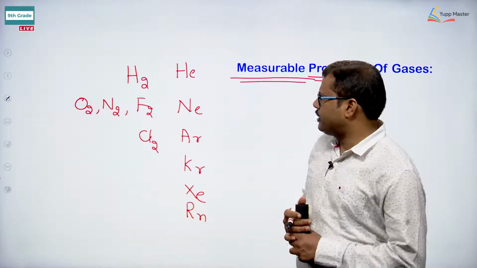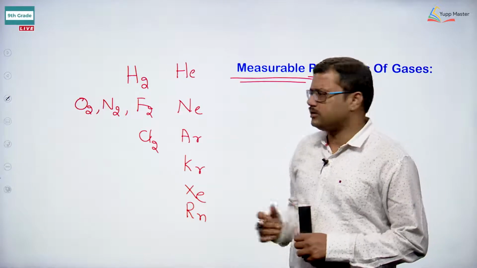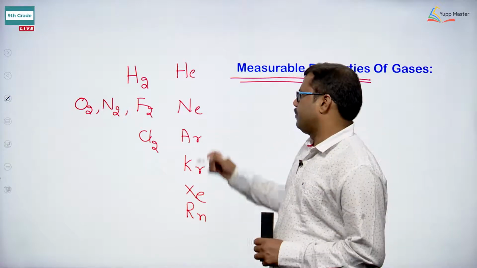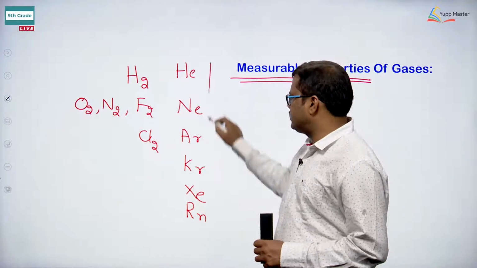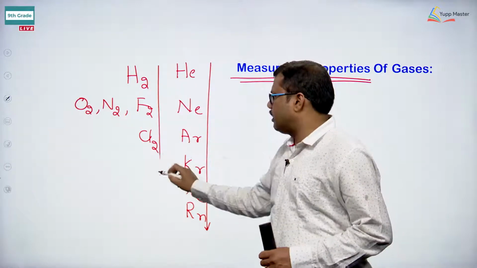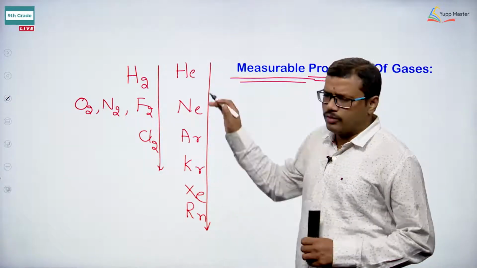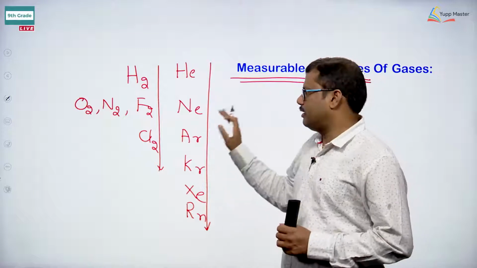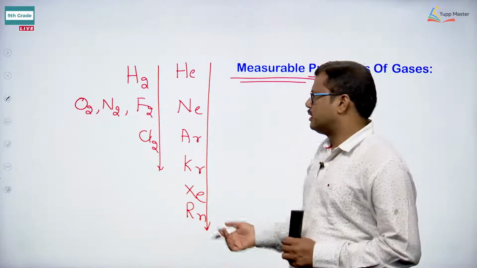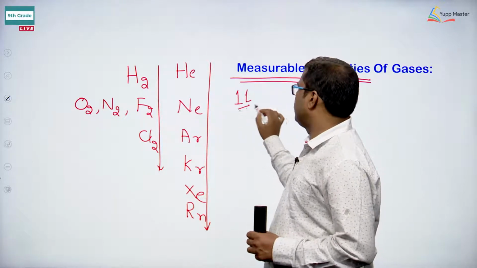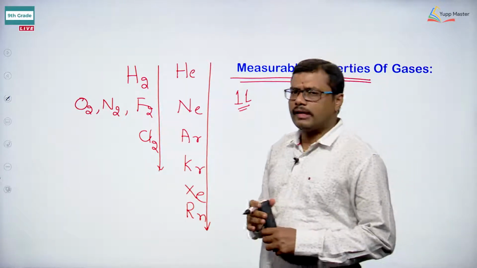Of course, oxygen, nitrogen, fluorine, chlorine are non-metals, they are covalent molecules, and hydrogen is also a covalent molecule. The noble gases exist as monoatomic, and the remaining exist as diatomic molecules. So, if you count the elements which appear in nature in the form of gases, around 11 elements in the periodic table are gases.